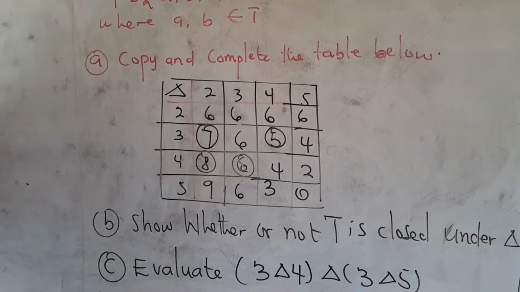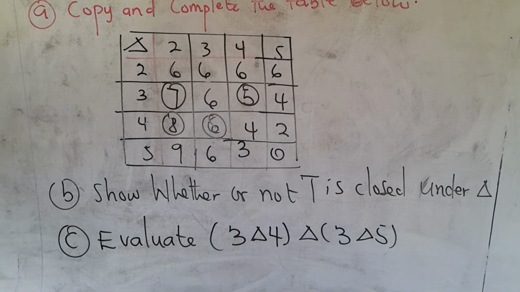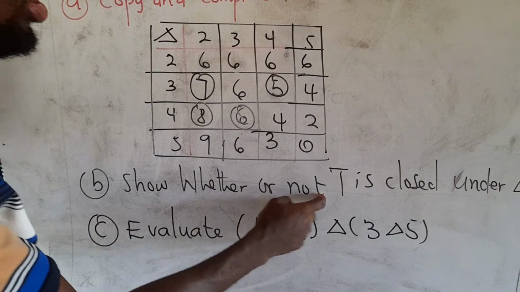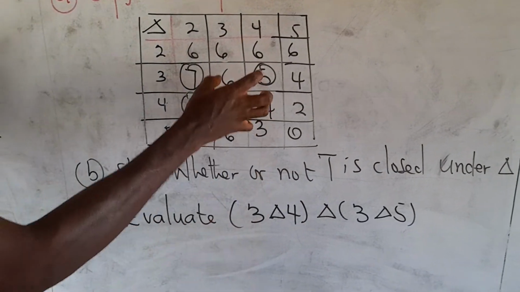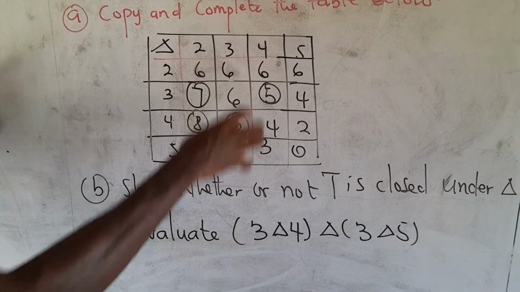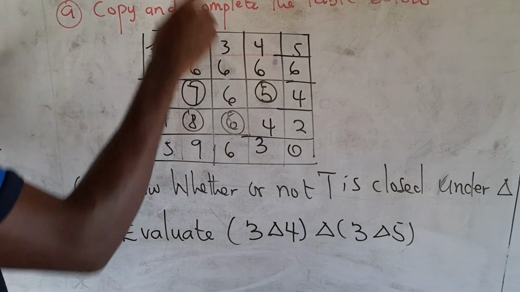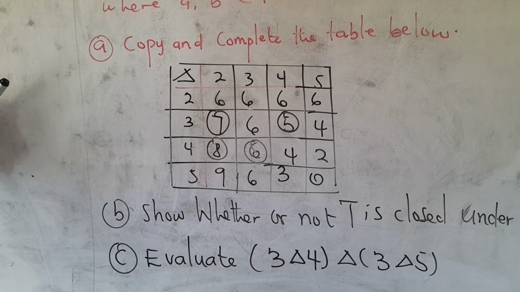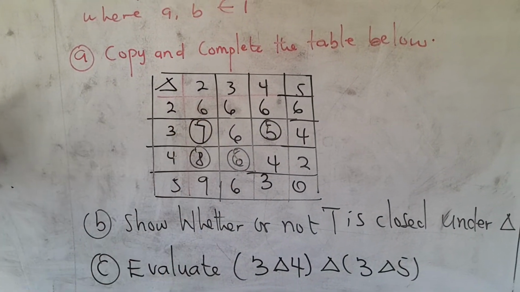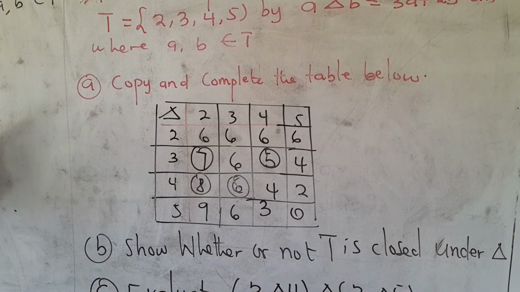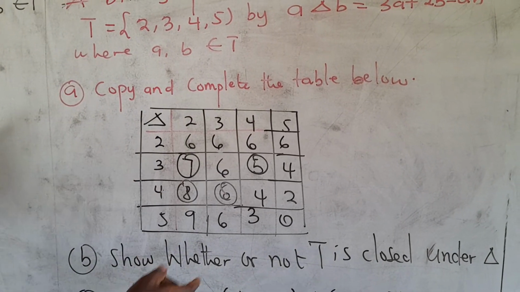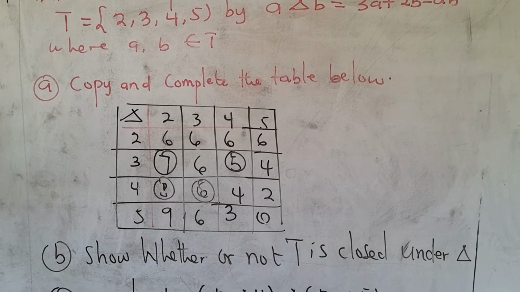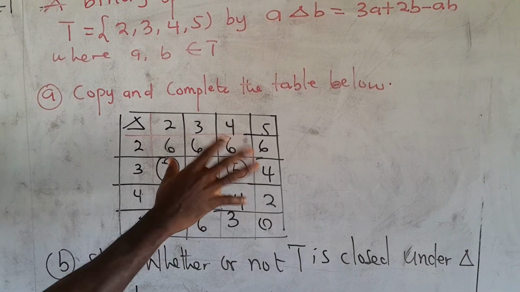Now what reason are we going to give to know whether delta is closed under T? So the B aspect: show whether or not delta is closed under T. So look at the outcomes of the operation. If any of them happens not to be a member of the set T, then delta is not closed under T. And you can see 6 is not a member of T. You can see that 6 is not a member, 8 is not a member, 9 is not a member, 0 is not a member. We have those reasons to give.